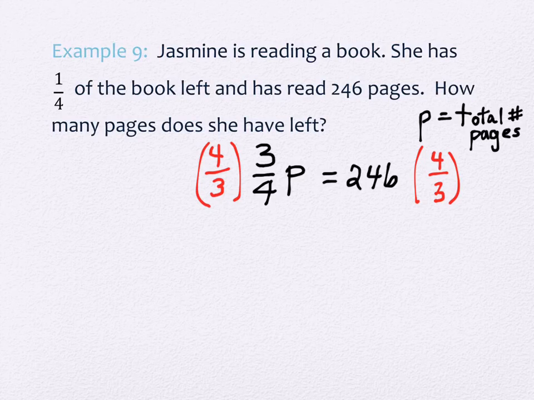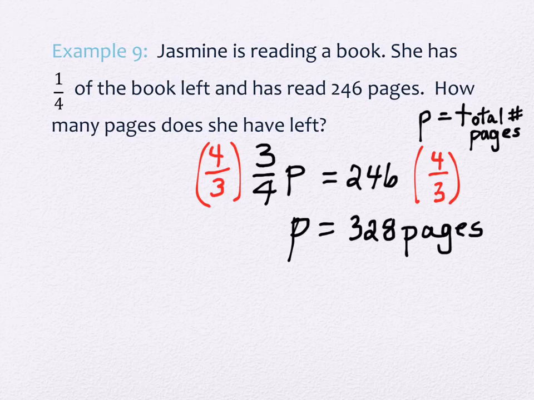Okay, so I have p on the left. And then you guys are going to tell me what in the world is 246 times 4/3. What was it? 328. So it would be 328 what? Pages? Total. So that's like the total pages in the book, right?